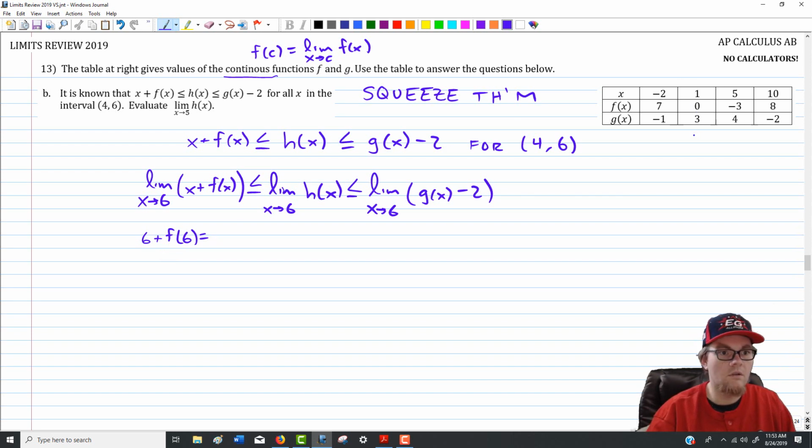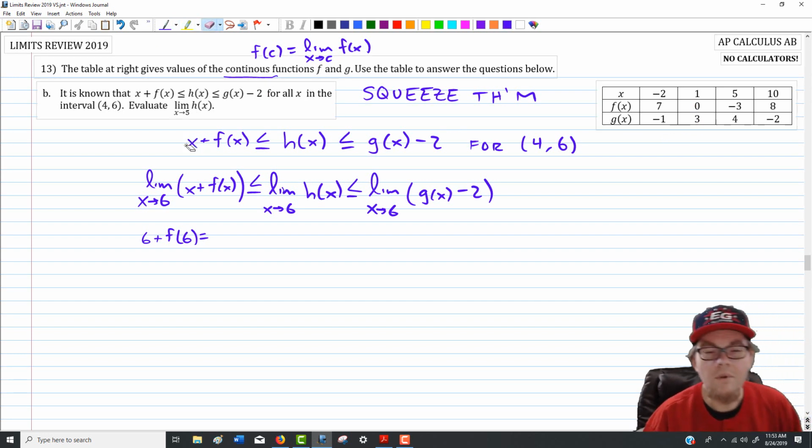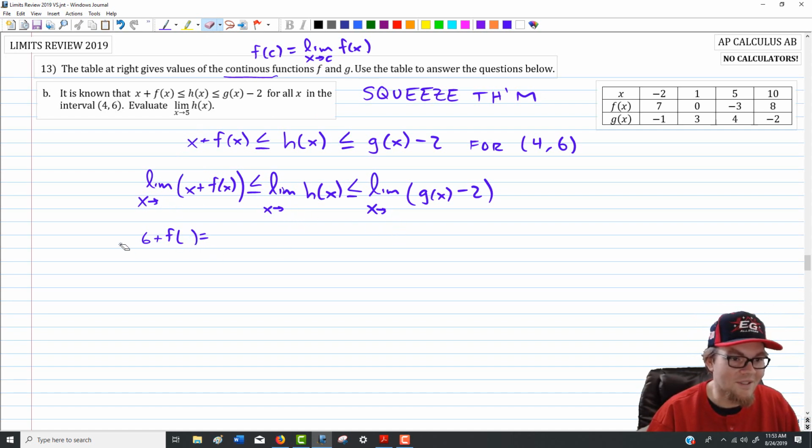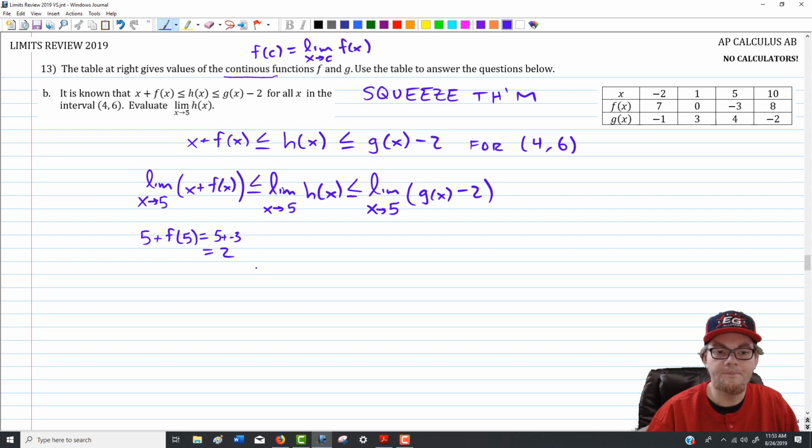So 6 plus f of 6, we don't actually have, oh, it's f of 5, isn't it? This is the problem with wearing fake glasses, to do this so it doesn't reflect. Makes so much more sense. Okay, my apologies. 5, 5, 5, 5 plus f of 5. That's going to be equal to 5 plus -3, which equals 2.